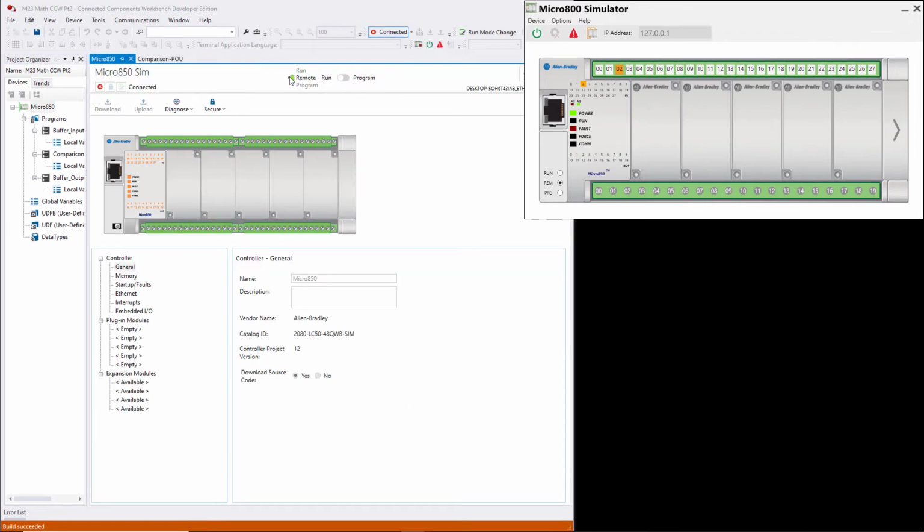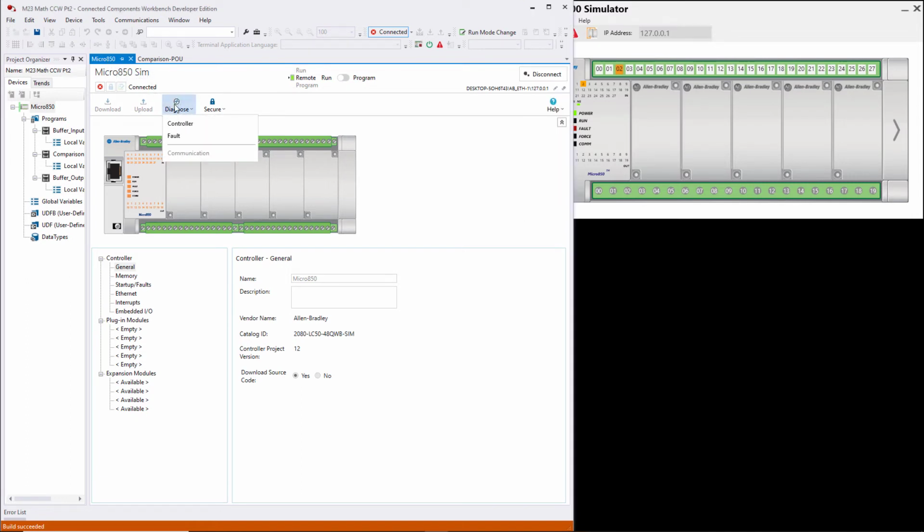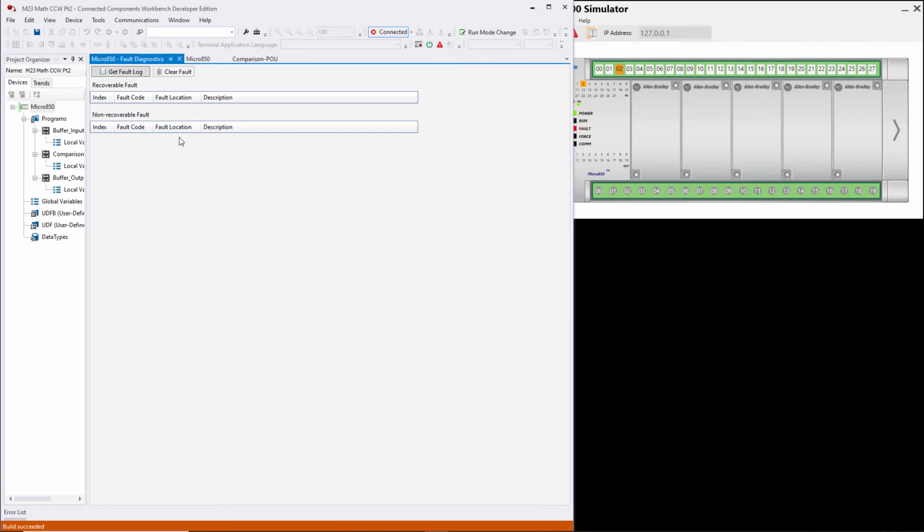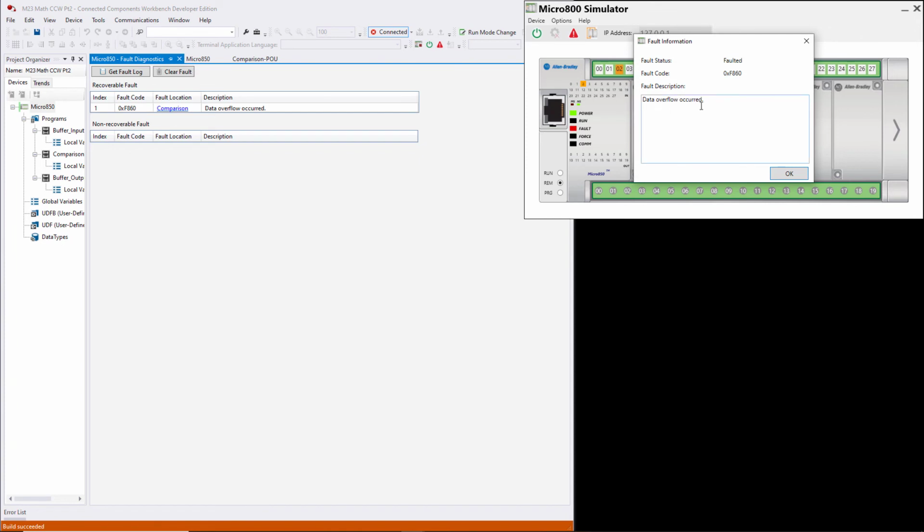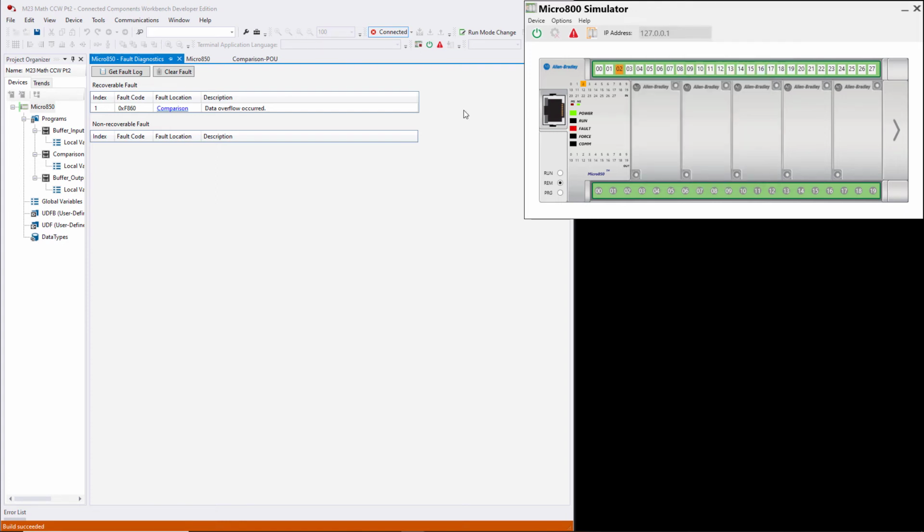As long as we're still connected, then I can go to diagnose. You have to click on the Micro 800 whatever you got tab. In this case it's an 850. Click on diagnose, fault, and it comes up and gives you the fault location and says data overflow occurred. So you see those really the same piece of information, data overflow occurred. So it's the same fault number, 0xF860.